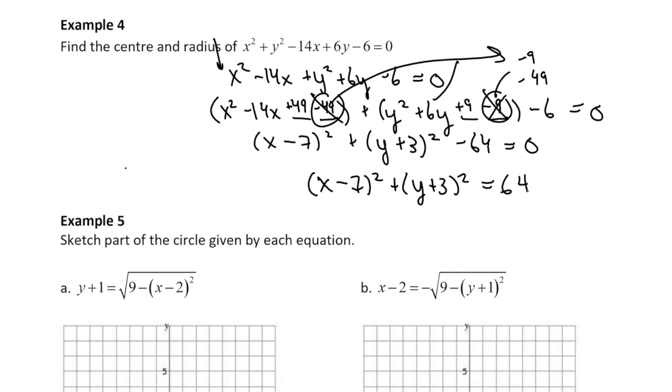Now, they're asking, what are the coordinates of the center? So we've gone 7 to the right, and we've gone 3 down. So we would say 7, negative 3, and that's our center. And then our radius, r squared is equal to 64, which means our radius would be the square root of 64, which means our radius will be 8 units.